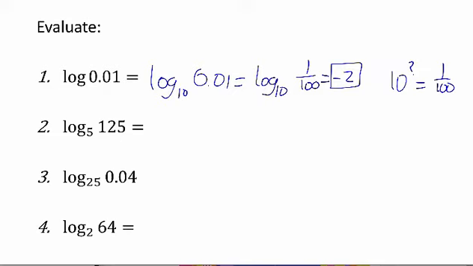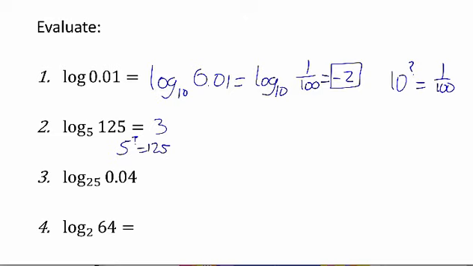Number 2, log base 5 of 125. Again, similar in this one. 5 to what exponent equals 125? In this case, it is 3. Try the next two on your own, so pause the video. And if you want, for number 3, convert it to a fraction first.